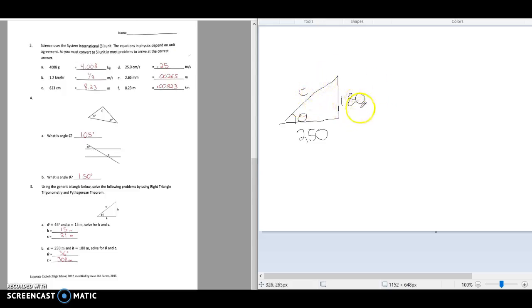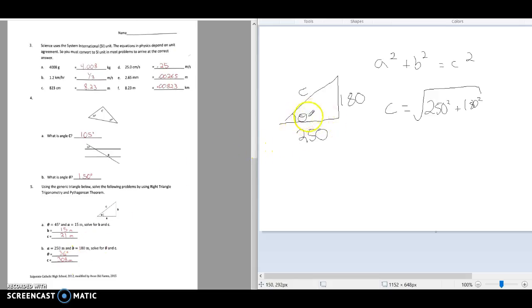Now here we're going to use a popular theorem called the Pythagorean theorem, which says a squared plus b squared equals c squared. In this case we're going to solve for C. So C equals the square root of 250 squared plus 180 squared. You should get 308 meters.